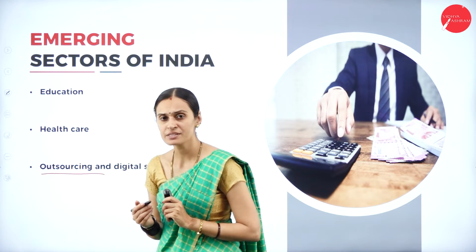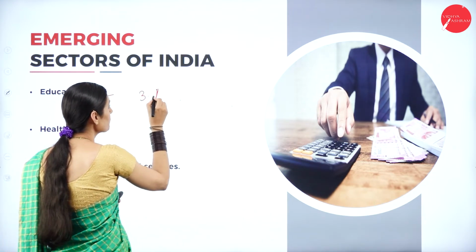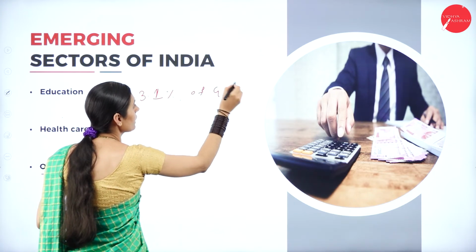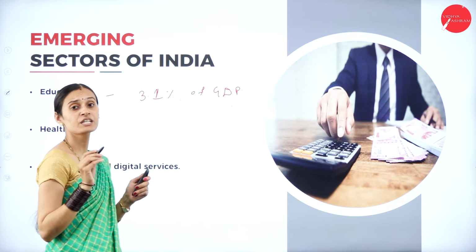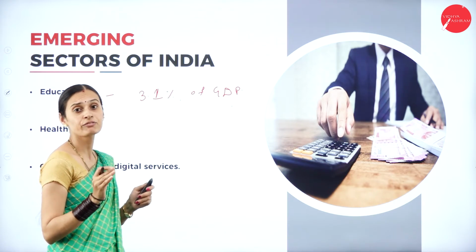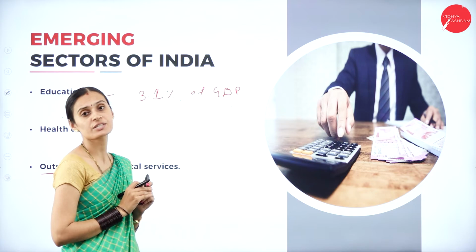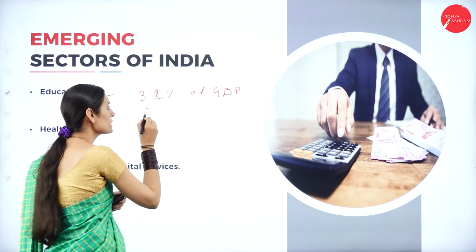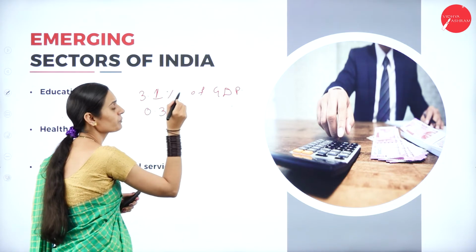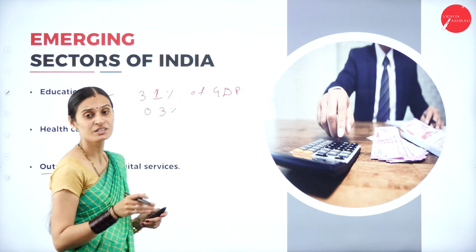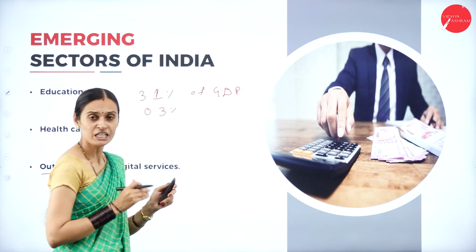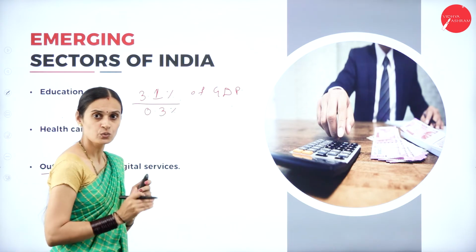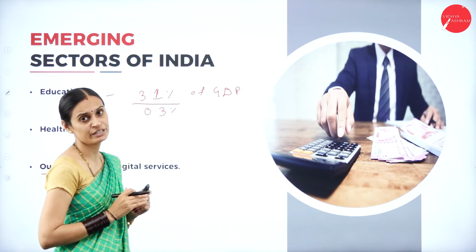The education sector at present gets 3.1% of GDP. 3.1% of GDP expenditure is reserved for improving the education sector. And before 1991, it was only 0.3%. Now it is improving, which means expenditure on education is also increasing, and the government is trying to focus on improving the education field.